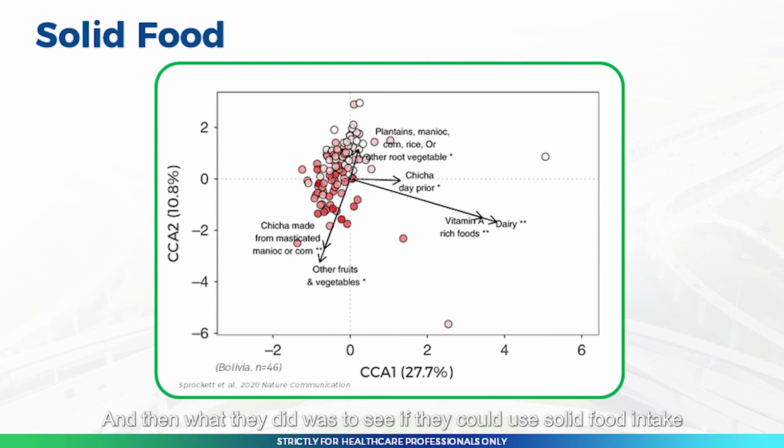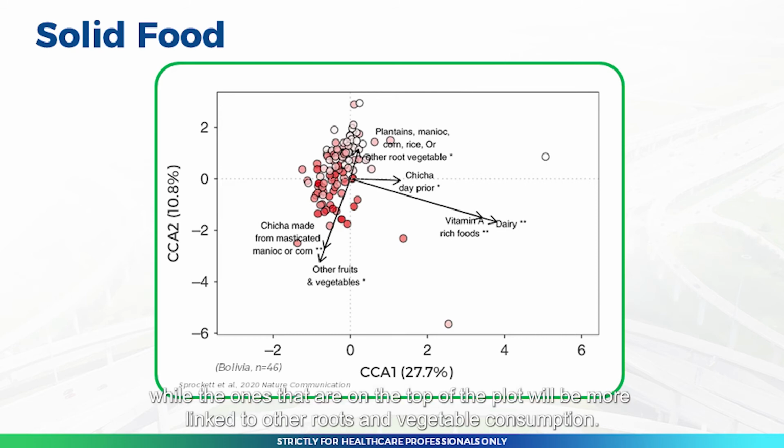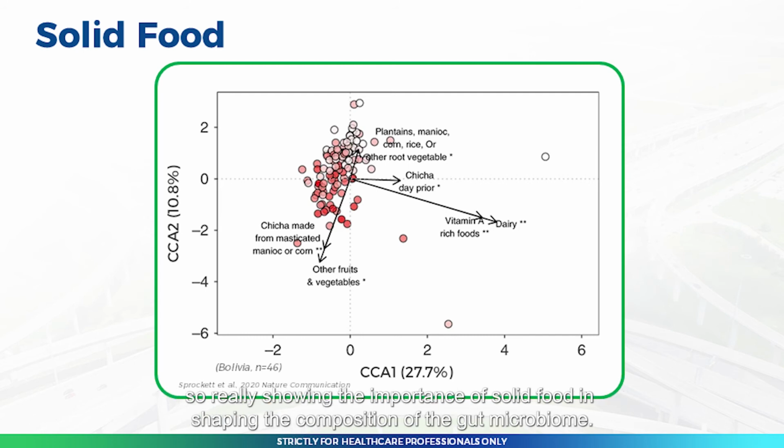And then what they did was to see if they could use solid food intake as a way to explain these changes in terms of microbiome composition. And they did show that, for instance, the samples that are at the bottom part of the plot are microbiomes more linked to fruits and vegetable consumption, while the ones that are on the top of the plot will be more linked to other roots and vegetable consumption. So really showing the importance of solid food in shaping the composition of the gut microbiome.